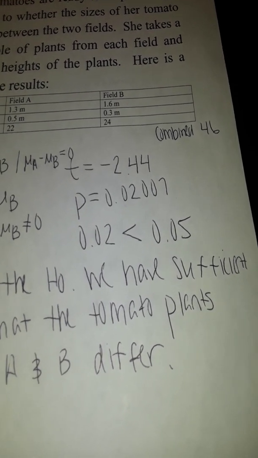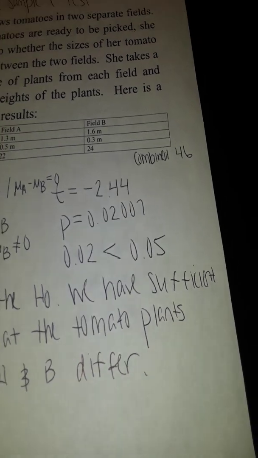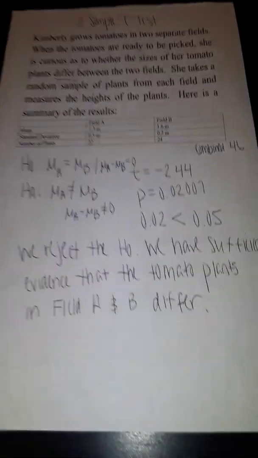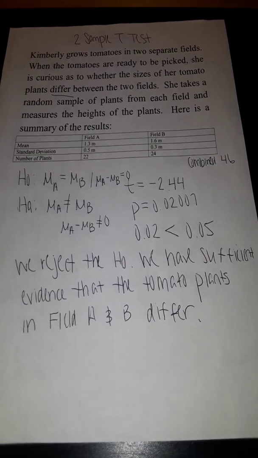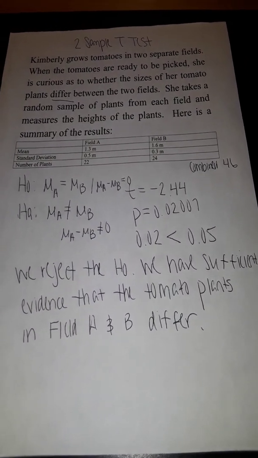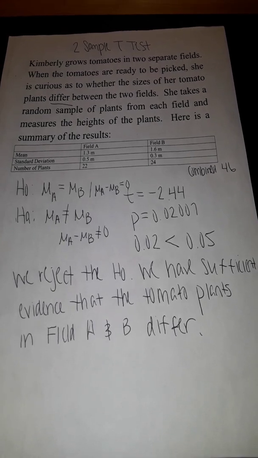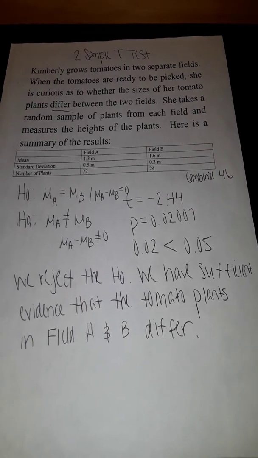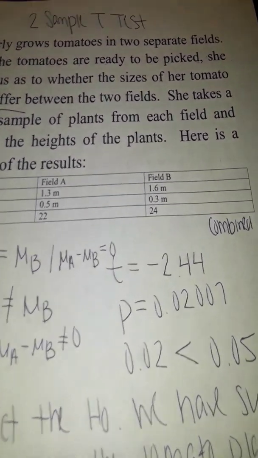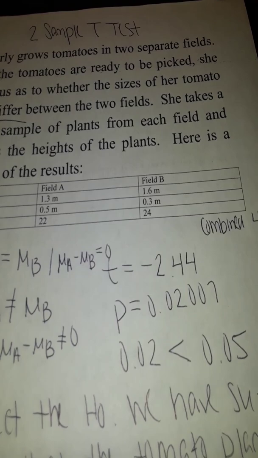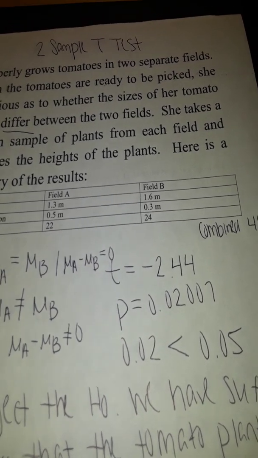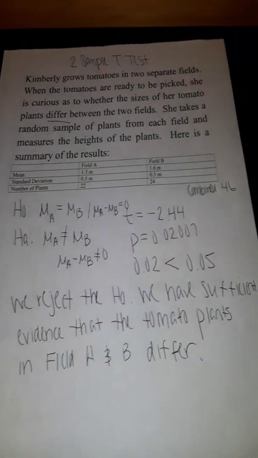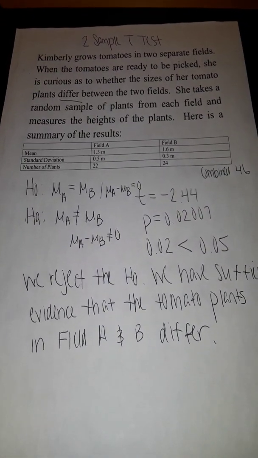So that's what we're going to look at to determine what we're going to do. 0.02 is in fact less than 0.05. Now, if your p-value is ever less than, that is when we reject the null, the H0. We have sufficient evidence that the tomato plants in field A and field B differ from each other. So, the size of them, and what gave us a little indication too, like why were we testing this out in the first place? I mean, look at the sizes between 1.3 and 1.6. They do differ in some ways. We just didn't know by how much. Nor do we really know in this question. We just know that they're not, in fact, the same.